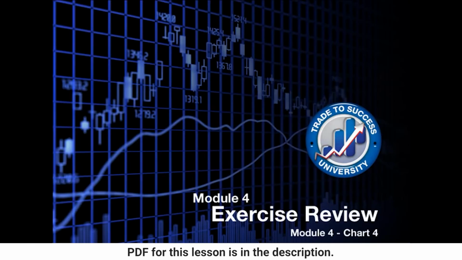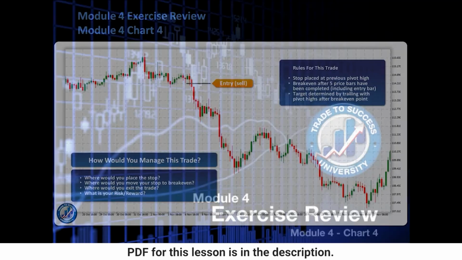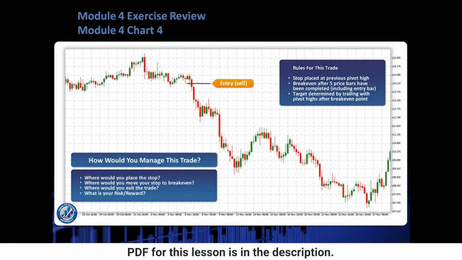Now let's move on to the next chart, module 4, chart 4. So here is the chart. The rules for this trade are that the stop is placed at the previous pivot high. The break even is after 5 price bars have completed, that's including the entry bar, and the target is determined by trailing with pivot highs after the break even point.